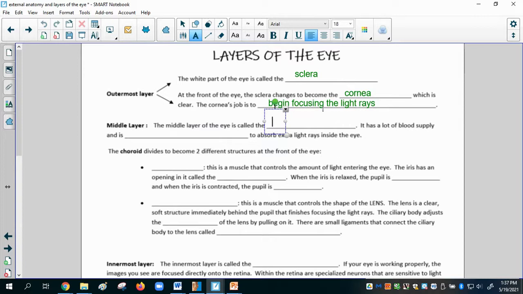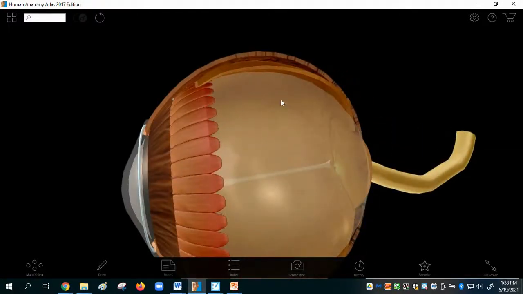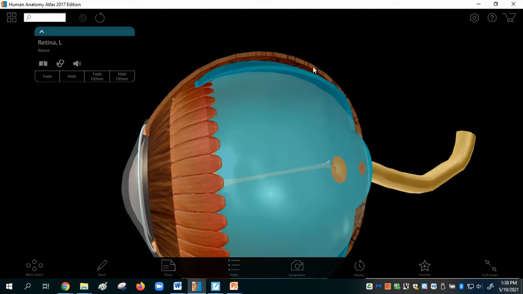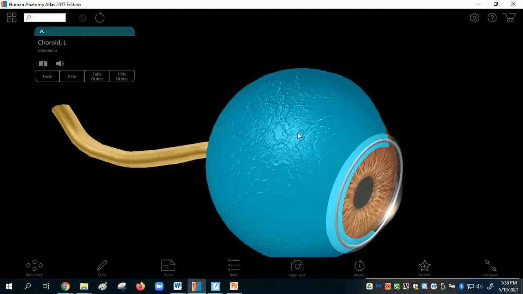So I'm going to put here the middle layer is called the choroid layer. It has a lot of blood supply, which we saw, and is darkly pigmented. So if there are extra light rays entering the eye, this dark pigmentation will absorb those extra rays. If the rays are able to penetrate through this layer here, they'll be absorbed by this layer here, so they won't bounce around inside the eye. So that's the choroid layer.